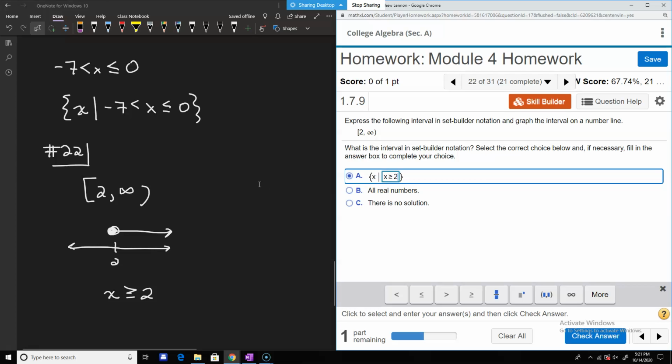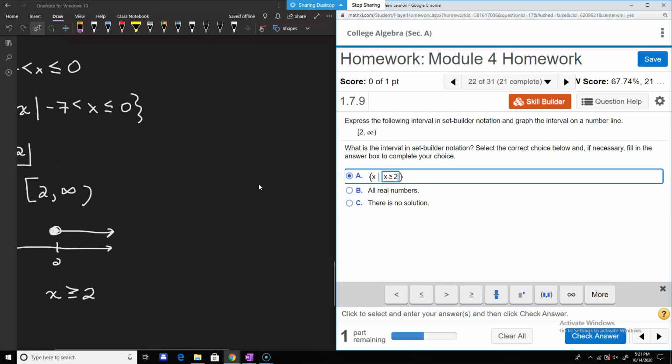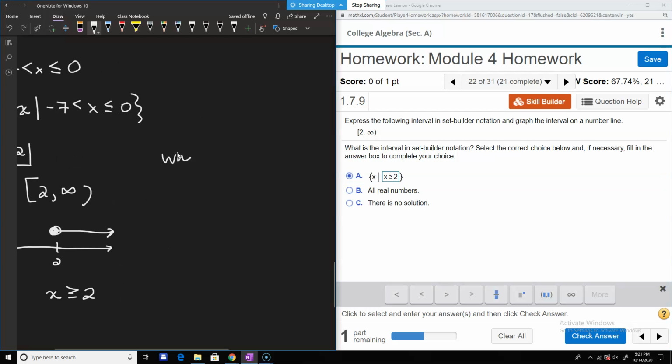Does anybody know what the infinity symbol is called? Here's a little bit of trivia. What is the formal name for the infinity symbol? I'll just write it out here. Anybody happen to know?